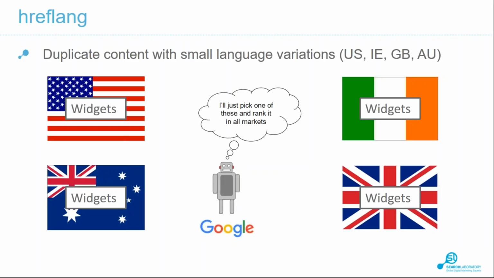One of the outcomes of this, which we certainly don't want, is for it to pick just one of these and rank it in all markets, particularly if your predominant market is the US. We certainly don't want it to be picking the content that's targeted against Australia and simply ranking that everywhere. The really worst case scenario would be if Googlebot just couldn't decide between all of these and decided to rank some pages from your competition instead, which is certainly not what we want to see.